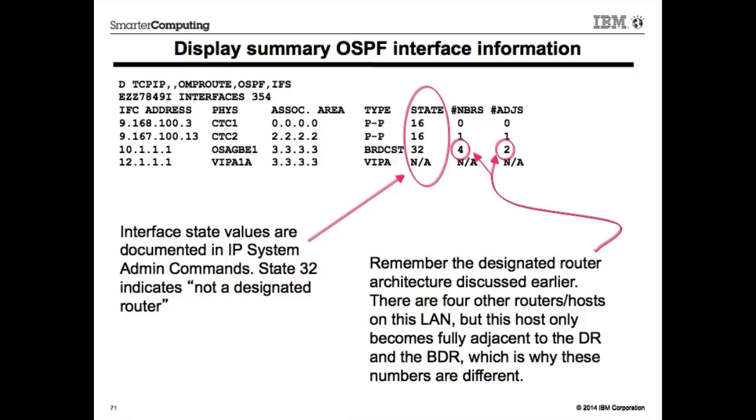If you look at the OSA interface, you can see I have 4 neighbors but 2 adjacencies. I'm not the designated router, but I became adjacent to the designated router and the backup designated router. I didn't become fully adjacent to my other 2 neighbors. So that's why that number can be different.